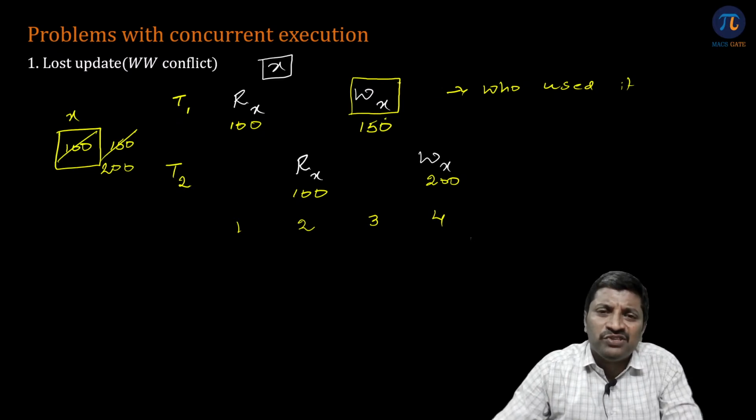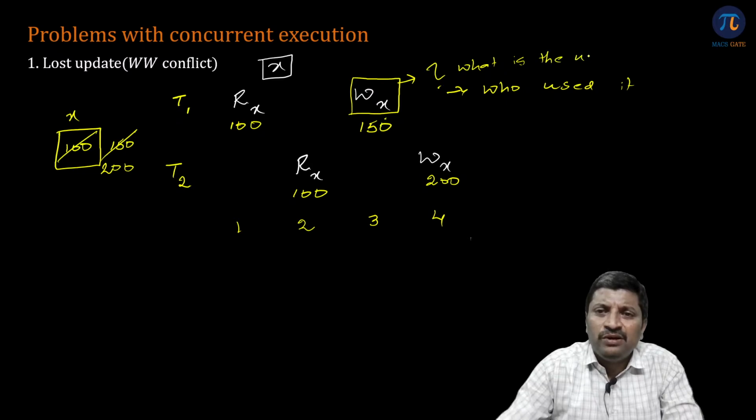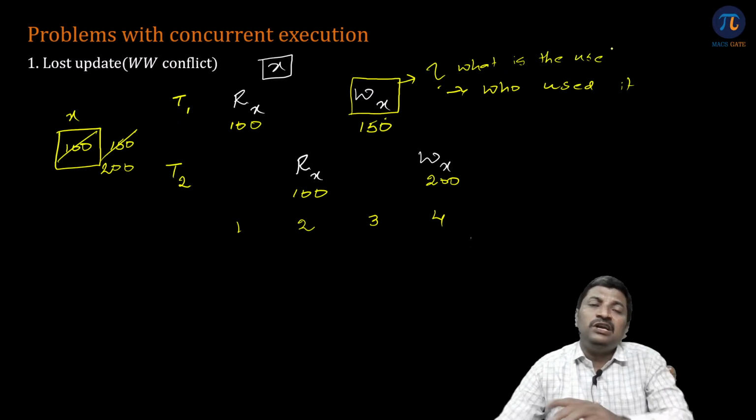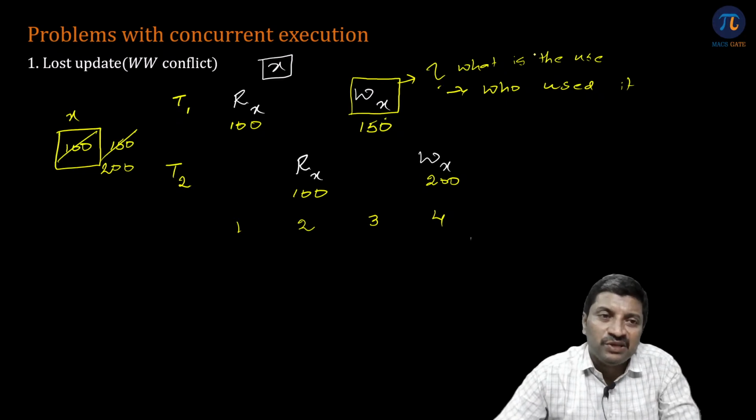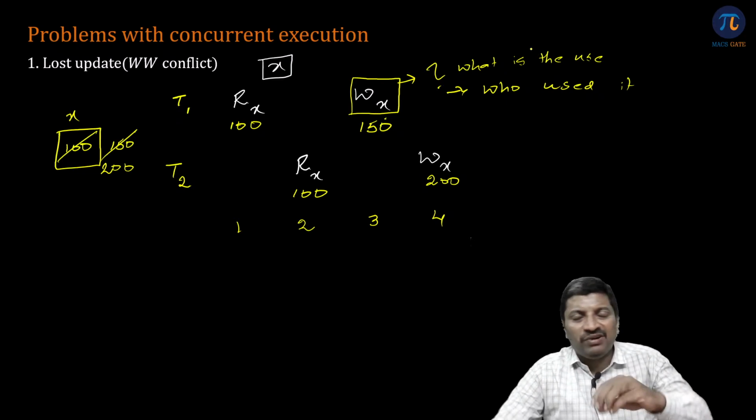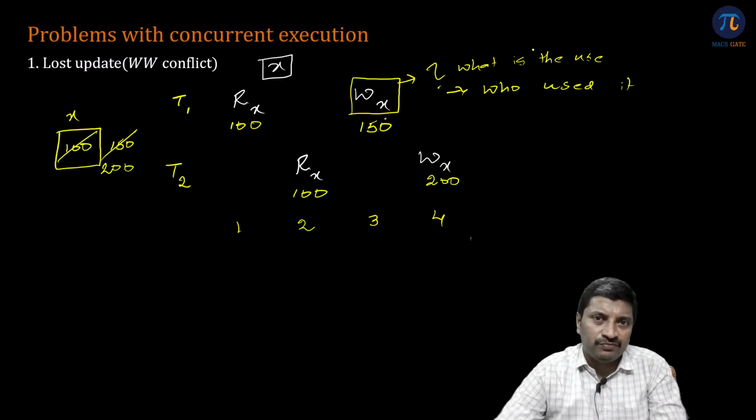So what is the use of this operation? Even if you do it, it doesn't have any effect because some other transaction is immediately overwriting it. This is the problem of lost update. Someone updated, but we are losing it without using it. Hope you understood it.